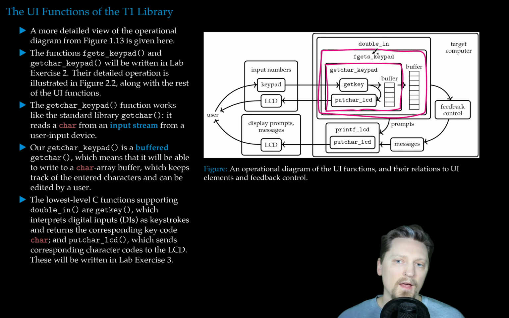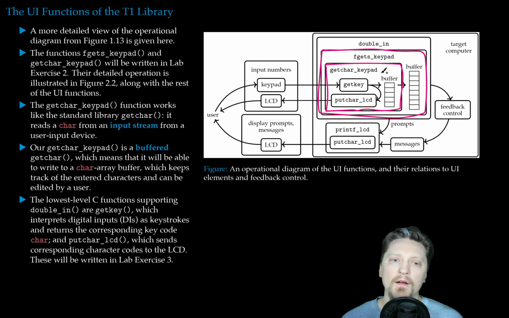So F gets keypad will call get care keypad. We're going to write both of those. Get care keypad is going to call get key and put care LCD. So F gets keypad and get care keypad we'll write in this chapter. Printf LCD we wrote last week in lab 1. And put care LCD, notice, is in both of these functions. So printf LCD calls put care LCD, and so does get care keypad.